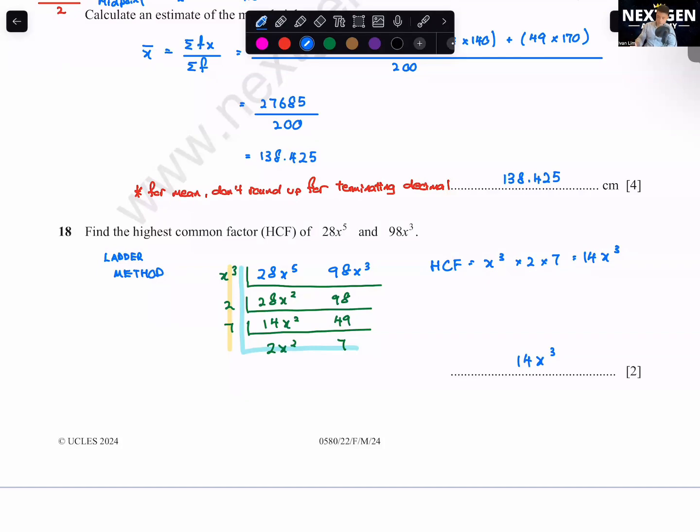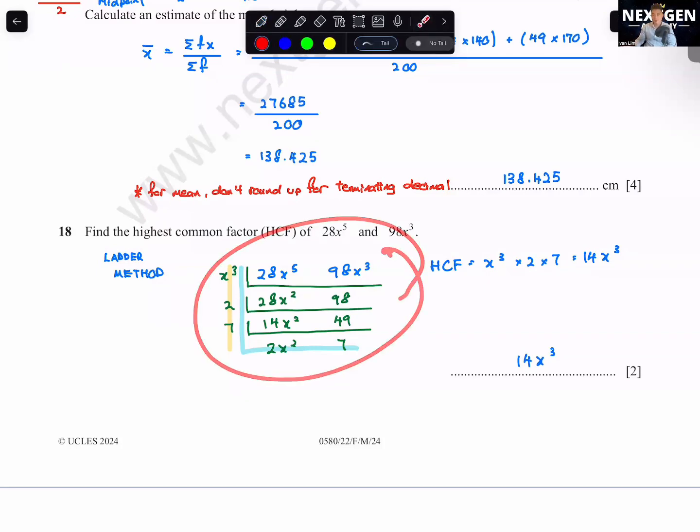Will you get marks for this? Not really, actually. If you want to just factorize it normally, also can. It's just that this method here, the ladder method, works for both LCM and HCF.